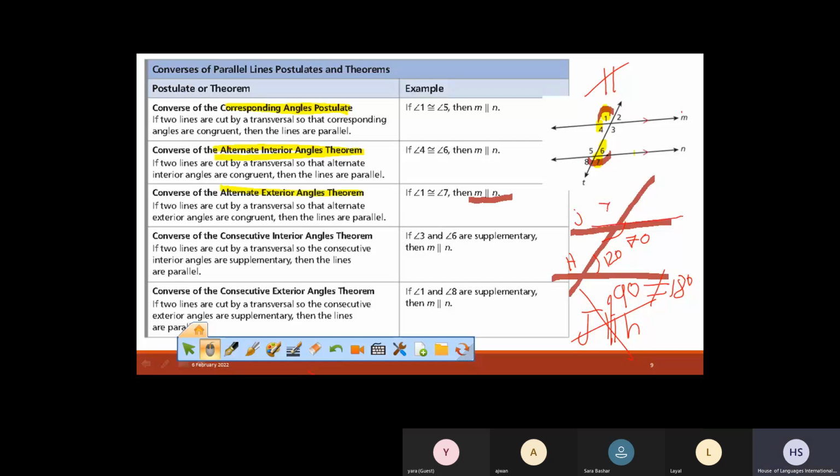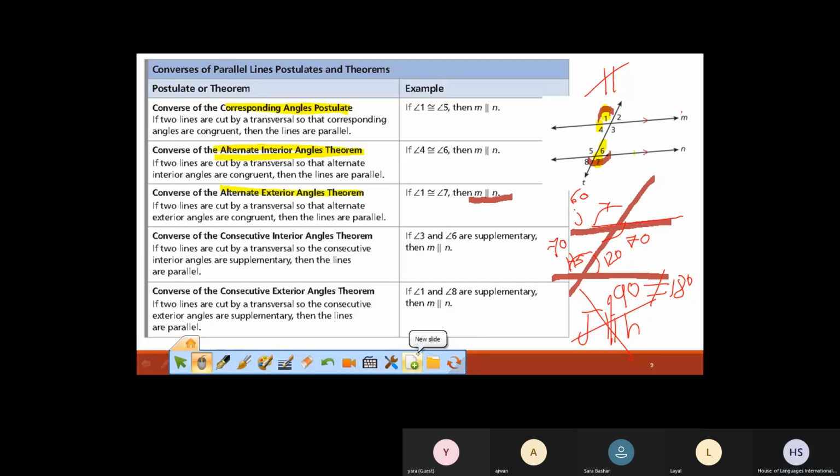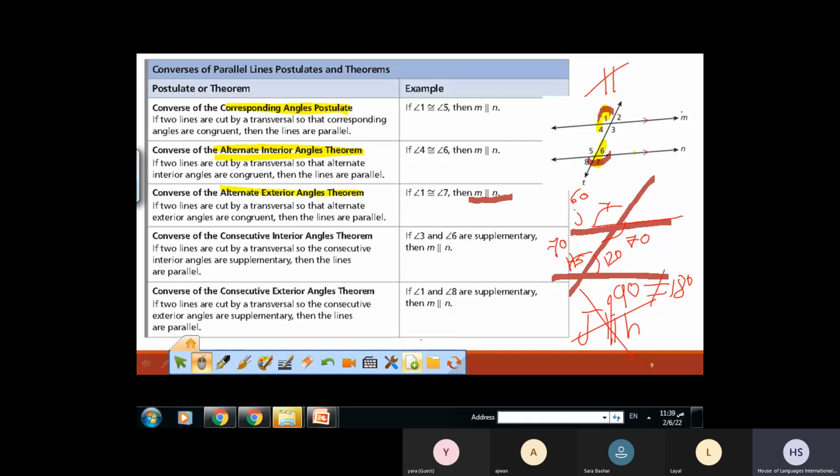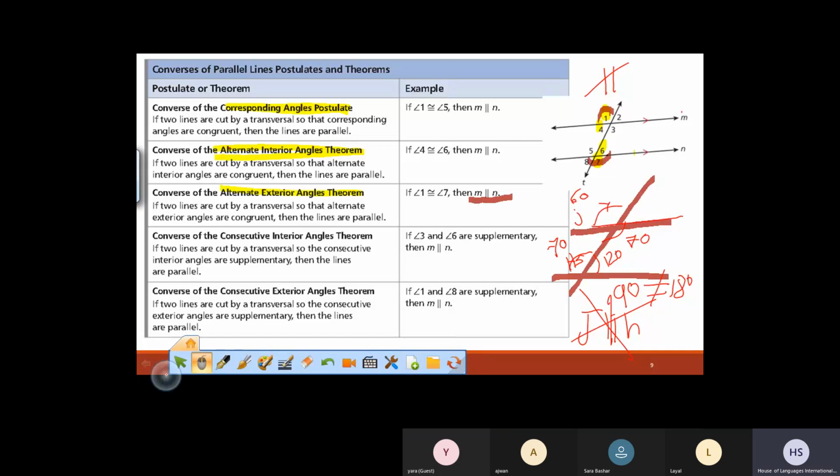Okay, one and this is five. No, this is not the... Wait, one is 60, okay, and five is 70. So that's... No, this is another case. This is corresponding. This one and this one, they are corresponding. If they are not equal, and 60 is not equal to 70, okay, so they are what? They are parallel.